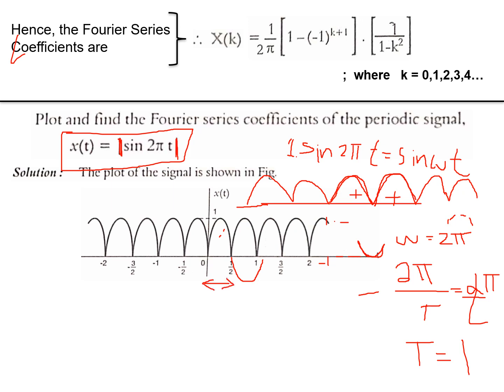The original signal, it was 1. It was 1 because when I draw sine 2 pi t, from this sine 2 pi t, if I find the angular frequency, that is omega, it is 2 pi. Then 2 pi by T is equal to 2 pi, because omega is always 2 pi by T. Therefore T is 1 in the original signal.